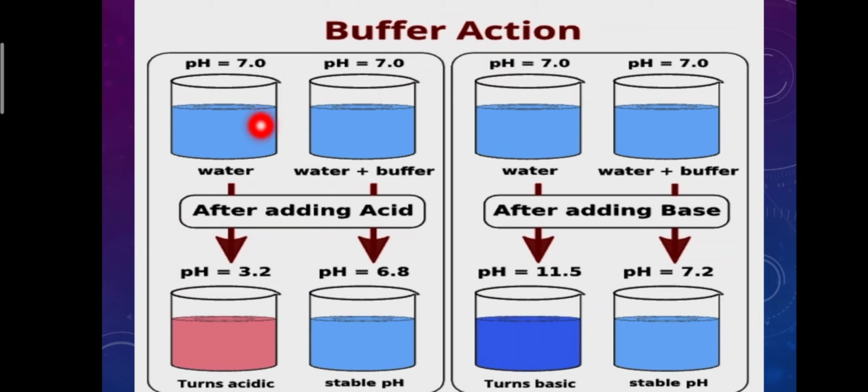This is pure water and its pH is 7. After adding acid, a change in pH occurs and pH becomes 3.2. While in buffer solution, after adding the same amount of acid, there is a negligible change in pH, that is 6.8, which is nearer to 7.